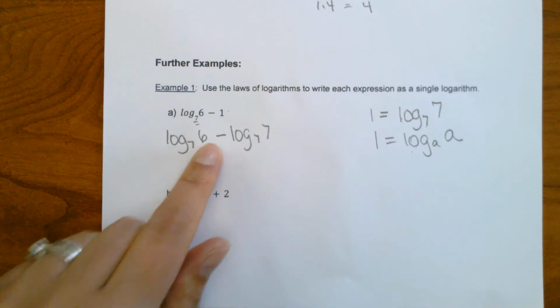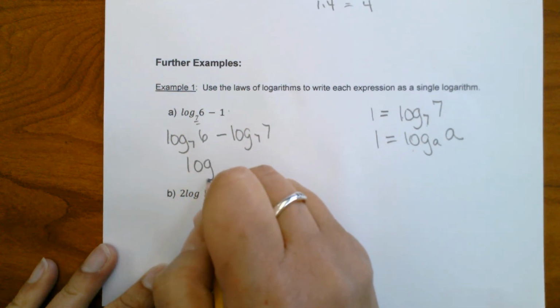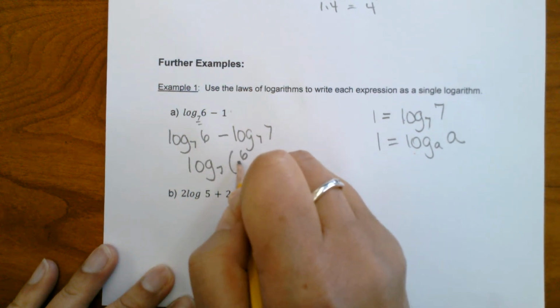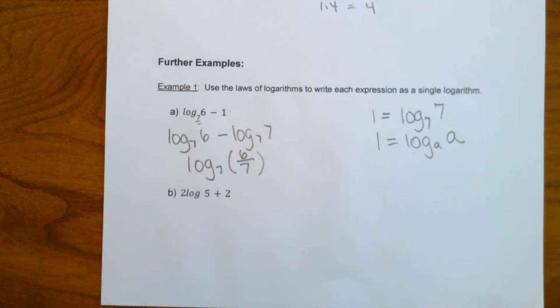So we have subtraction. How do we write it as a single log? Subtraction is what, everybody? You got it. Division. So this is log base 7 of 6 divided by 7. And that's it. You're done.